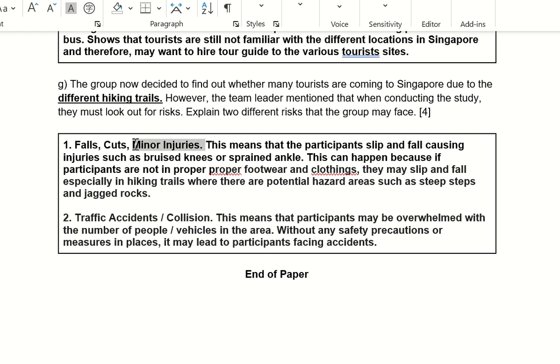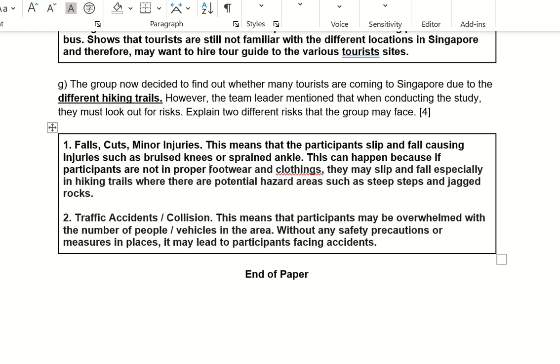So the first risk is falls and cuts, the minor injuries. This means that the participants slip and fall, causing injuries such as bruised knees or sprained ankles. This can happen because if participants are not in proper footwear and clothing, they may slip and fall, especially in hiking trails where there are potential hazards such as steep slopes or jagged rocks. So I'm just giving a very brief explanation on how the cuts and falls can happen due to improper footwear or clothing.